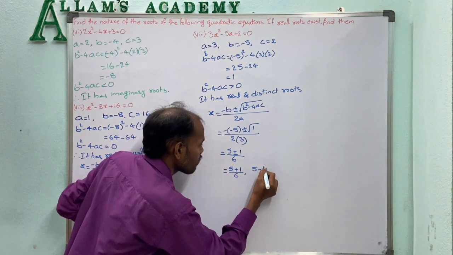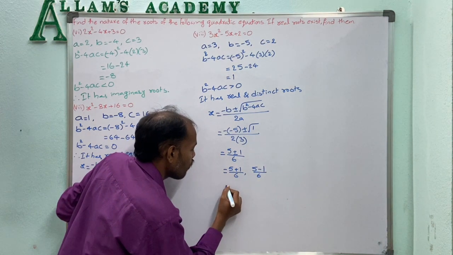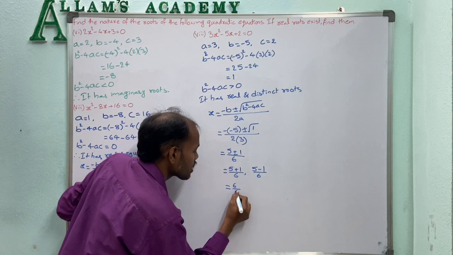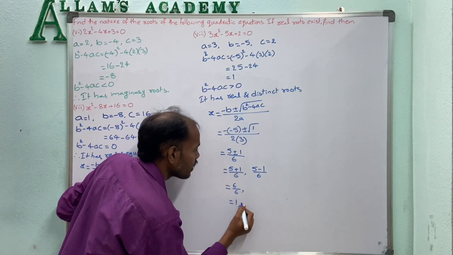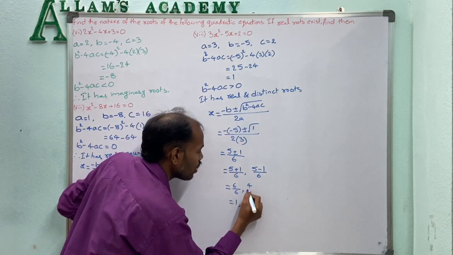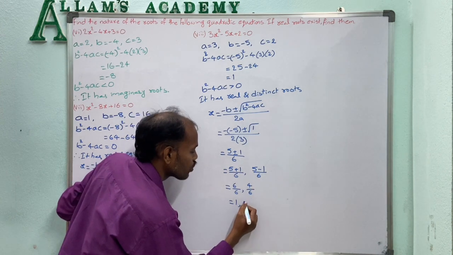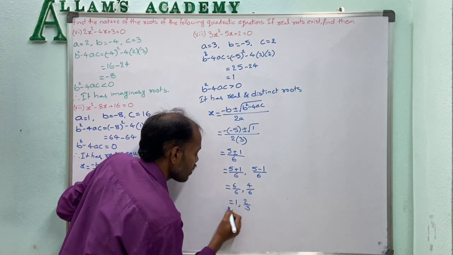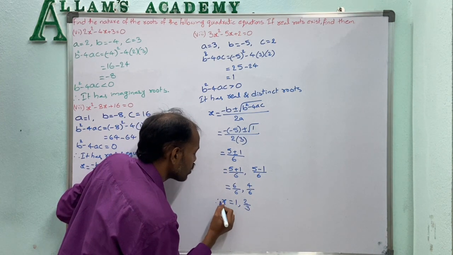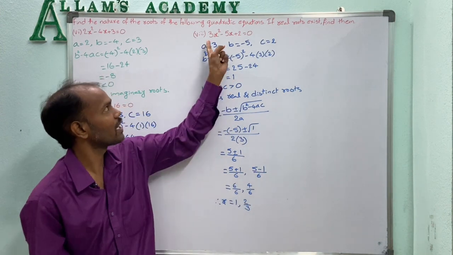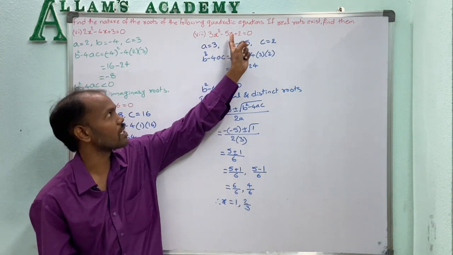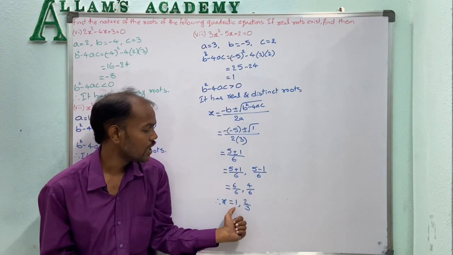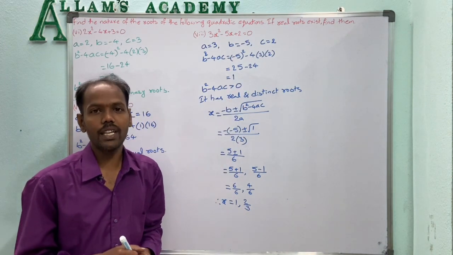5 plus 1 by 6 means 5 plus 1 equal to 6, 6 by 6 is nothing but 1. 5 minus 1 is 4, 4 by 6, so 2 2's, 2 3's. So here the zeros, the roots of the quadratic equation 3x square minus 5x plus 2 equal to 0, are 1 and 2 by 3.